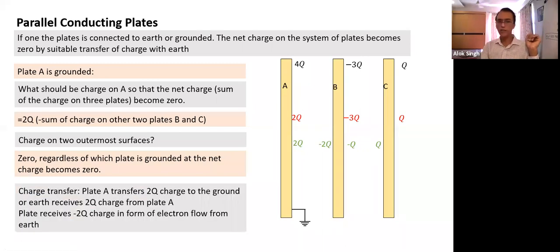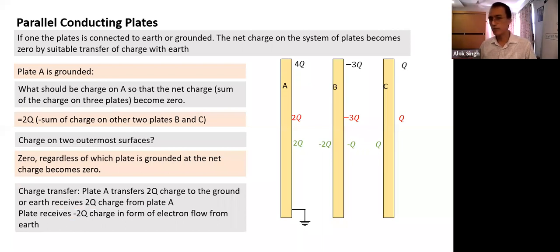We can express the same thing in a number of ways. It transfers 2q charge to the ground, or the earth receives 2q charge from the plate, or the plate receives minus 2q charge in the form of electron flow from the earth. All three mean the same thing. That's a charge transfer between the plate and the earth. So is grounding simple? Is everyone understood? So we'll do 2 more questions.